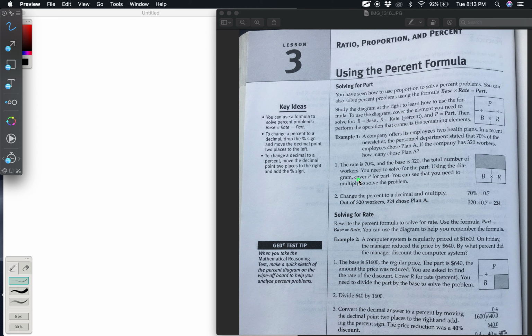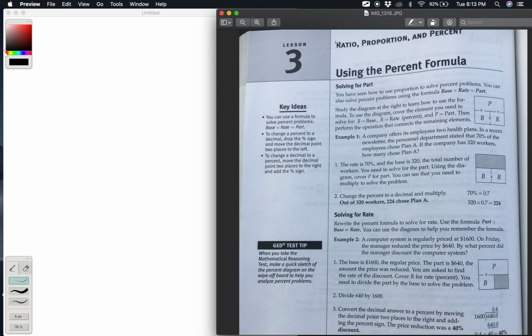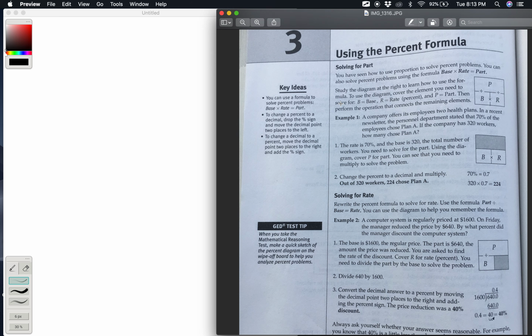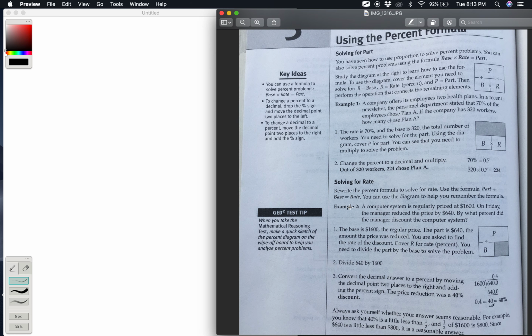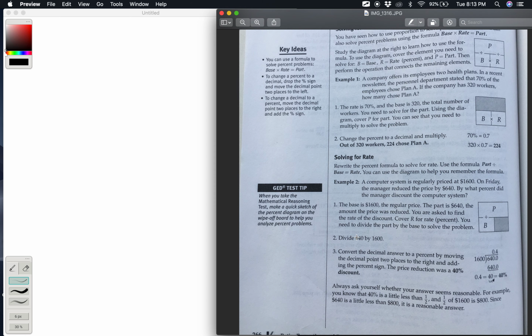Let me turn this off again so I can slide this up. So you would do that when you're doing part divided by the base.